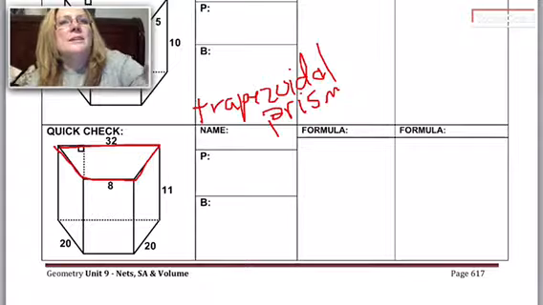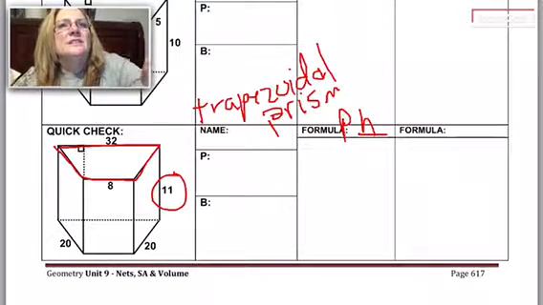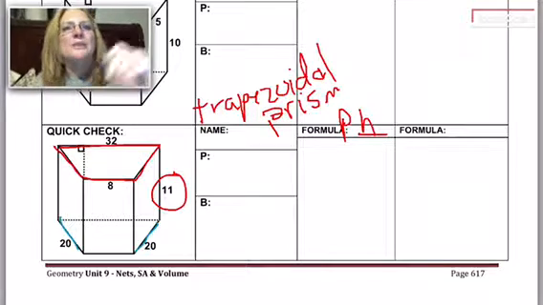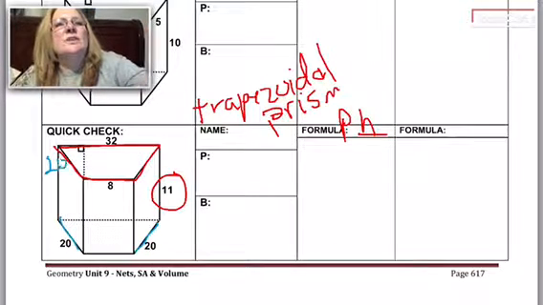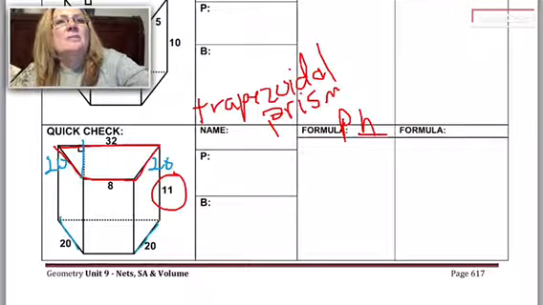Okay, but what we do know is the height of the prism is 11. So this height is 11, but they don't give us this height here. But what we do know, let me change colors, is we have these 20 here, and we know that the bases have to be congruent. So that means that this is 20 and this is 20. So we can find the height because we would have two congruent triangles here.